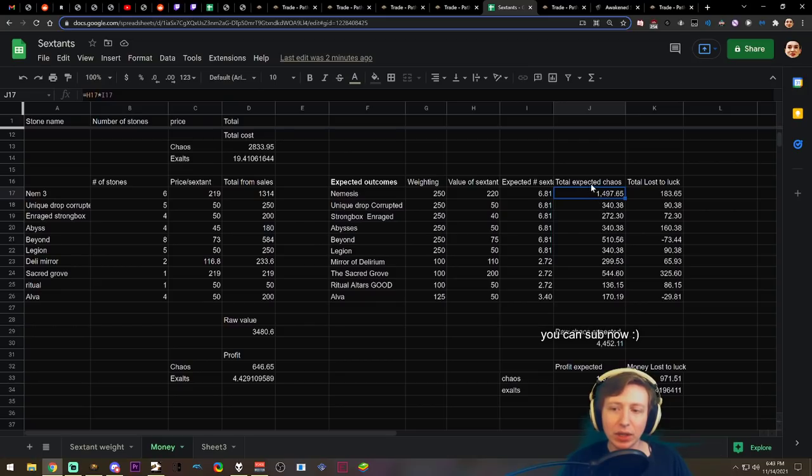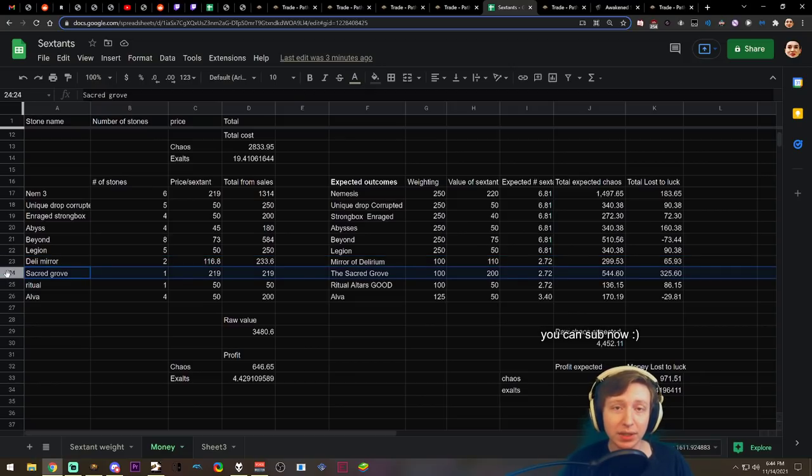And you can see I have the total expected chaos, and then I have a total loss to luck. So let's look at that. Being a little unlucky on Nemesis, I lost 100 chaos here. I lost 90 chaos from the unique monsters dropping corrupted items. I lost 70 from a Rage Strong box. I lost another 160 from Abyss. I got pretty unlucky there. My Beyond, I actually gained 70 chaos. I got a little lucky on Beyond, which is pretty nice. My Legion, I lost 90. Deli Mirror, I lost 60.